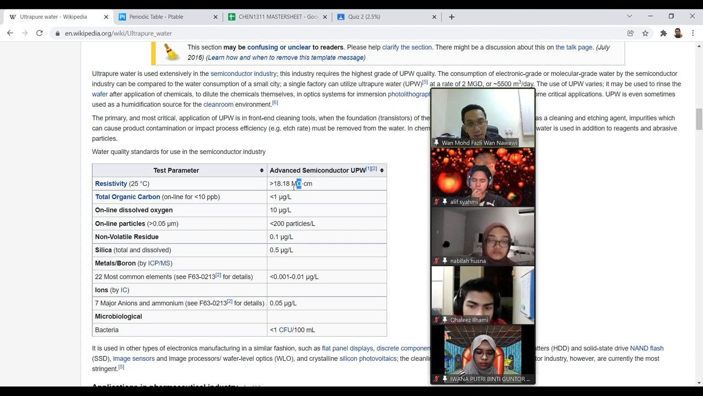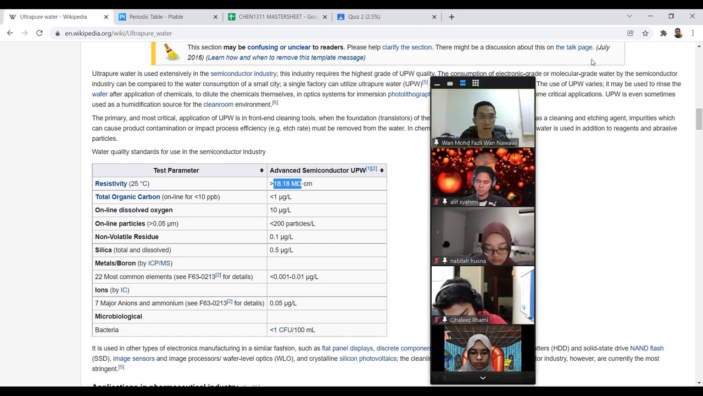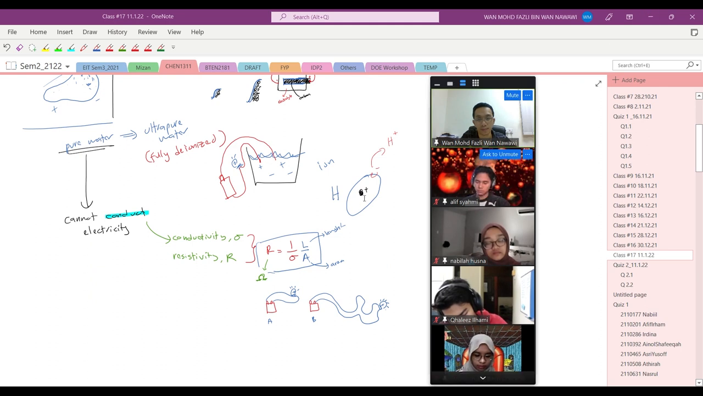The higher the resistivity, the more pure it is, because we said before that pure water doesn't conduct electricity. Why? Because they resist the electron flow. The resistivity can be calculated by the ohm, and you can check with the ohmmeter. That's how people test the resistivity of the water.